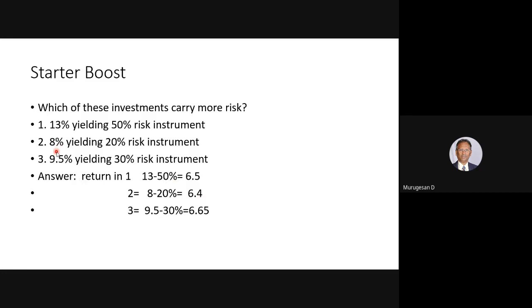This is 9.5, and 9.5 is the rate of return. But 30% risk, you know. So the return will be reduced by 30%. That's the meaning. So 9.5 into 70% is 6.65. So which carries more risk? The instrument which is giving the lesser yield, 6.4, instrument number 2.